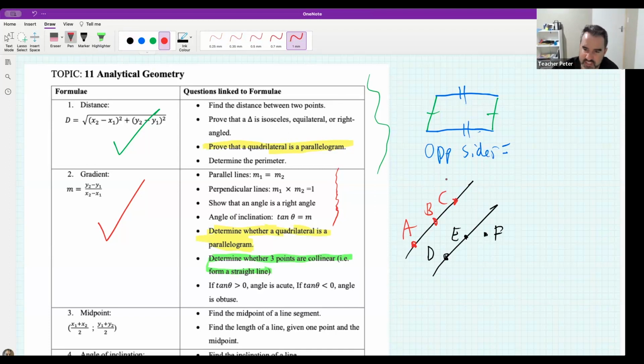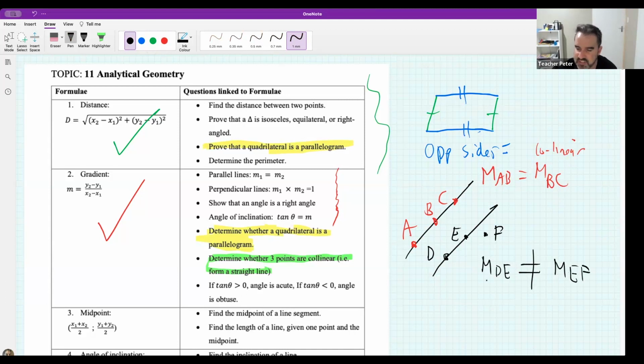And the way we check this is if we find the gradient between A and B and the gradient between B and C, we'll find they have the same gradient. So if they have the same gradient, we know they are collinear. Now, if we had to find the gradient between D and E and the gradient between E and F, you can actually visually see they would not be equal. Therefore, D, E, and F are not collinear.